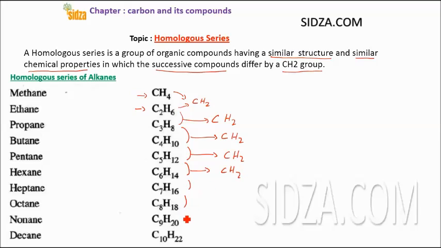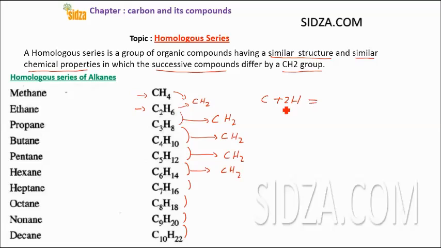Here, here, here, any two successive members of the homologous series of alkanes have a difference of one carbon and two hydrogen atoms, a CH2 group. So the successive members differ by one carbon and two hydrogen atoms, okay. That means there will also be a difference in molecular mass, and the difference in the molecular mass will be that of one carbon and two hydrogen atoms, right?